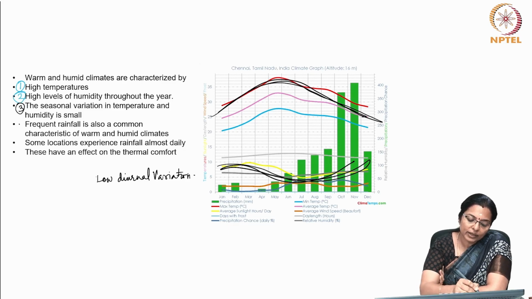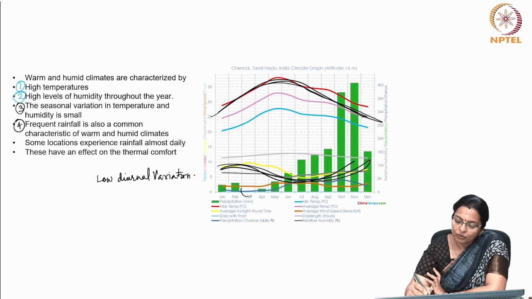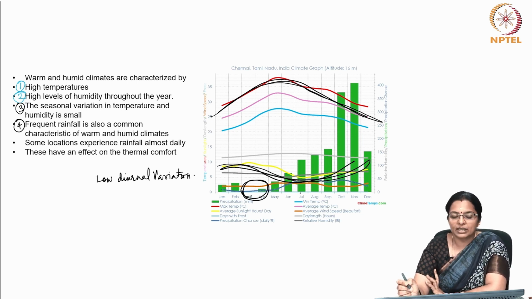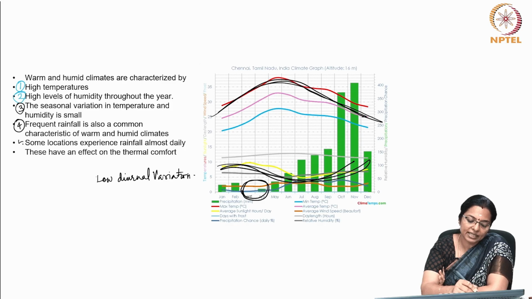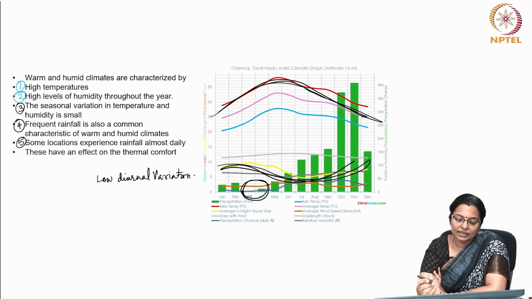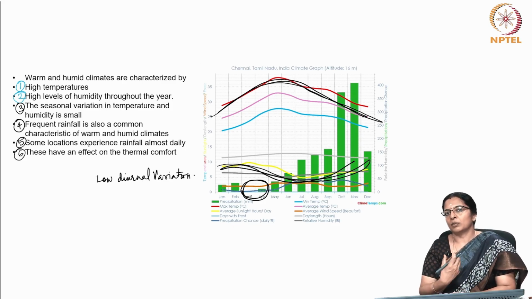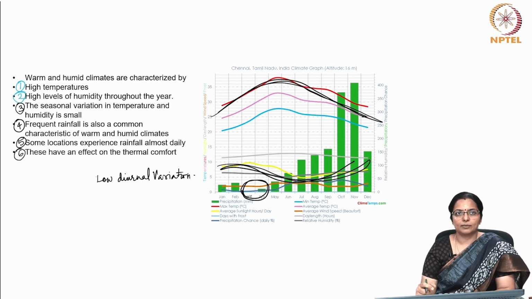And frequent rainfall is very common. You can see rainfall being almost nil or less only for a few months. Otherwise, in every month, there are few days when there is precipitation. Some locations experience rainfall almost daily, and these have an effect on the thermal comfort because people feel very sultry and sticky in these places.